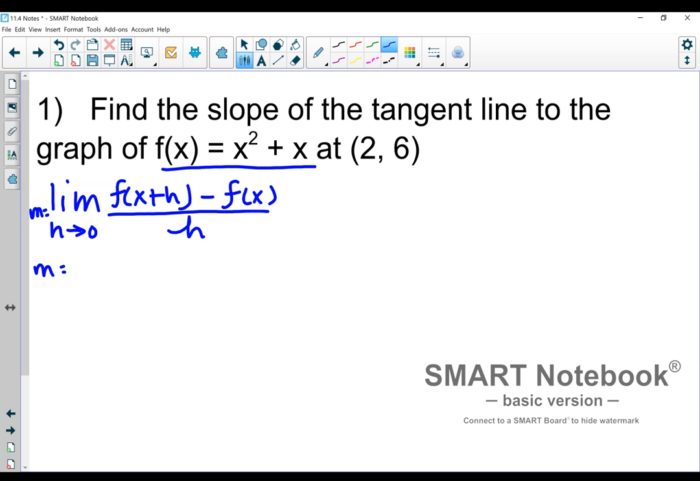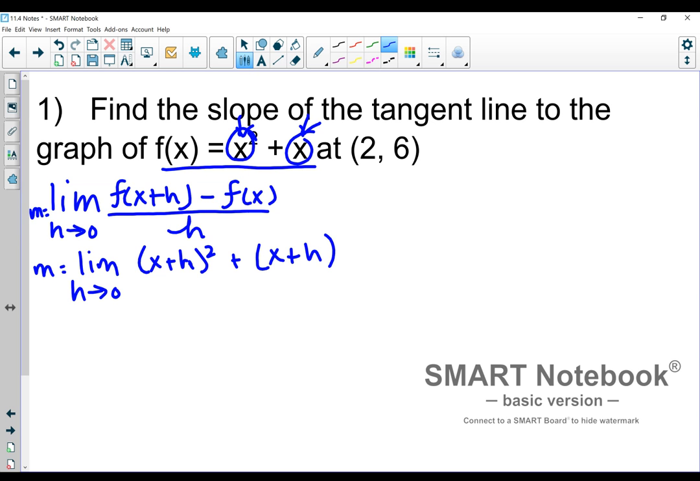And then once I find my equation for my slope, then I'm going to worry about the point. This is going to have a couple steps to it. So to do f of x plus h, that means I take this function up here, and everywhere I have an x, I put x plus h in. So limit as h goes to 0 of, for f of x, I would now have x plus h squared plus x plus h.